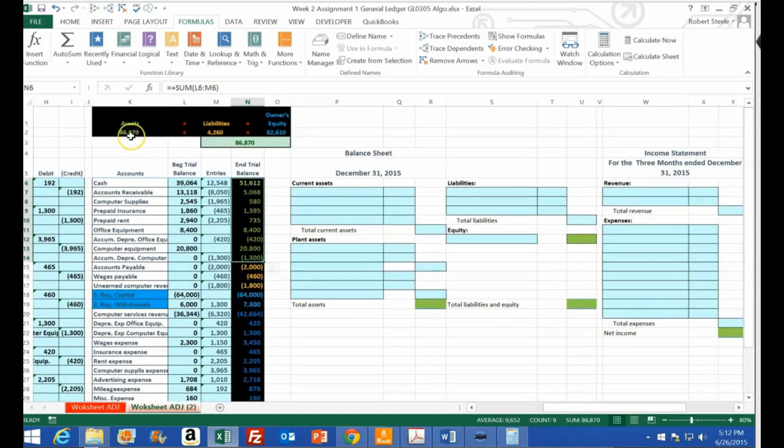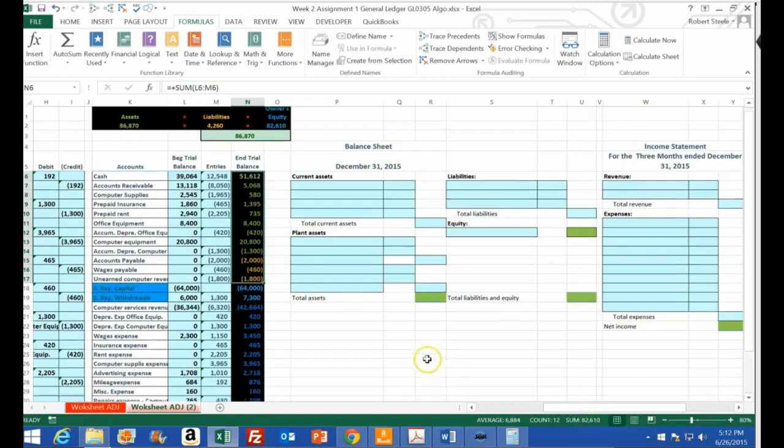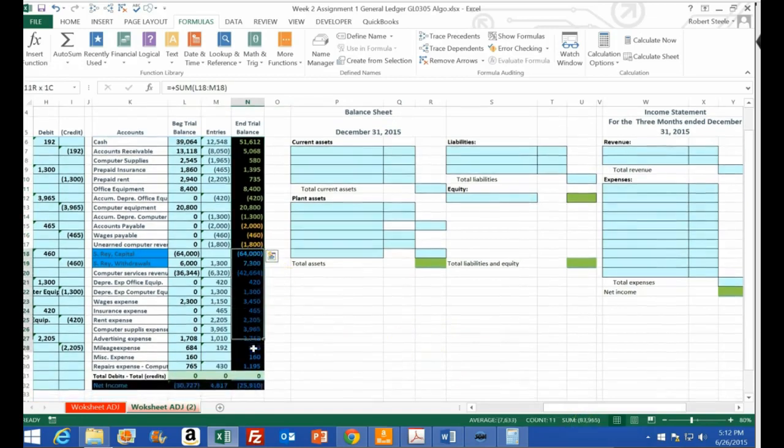We can see that the accounting equation is in balance here, because the total assets equal the liabilities and the owner's equity. So the liabilities and the owner's equity equal total assets. We can also think of it as assets minus liabilities, the debits minus the credits, equal to 82,610, and the equity equals 82,610. Therefore, it has to work.